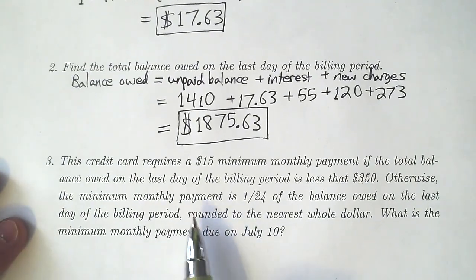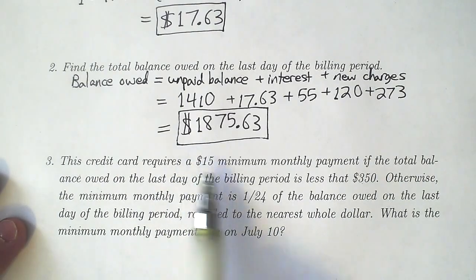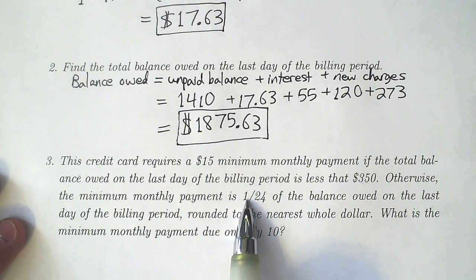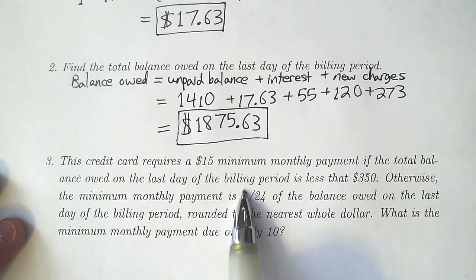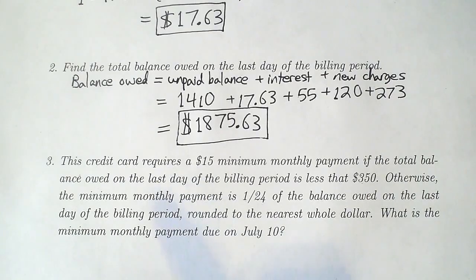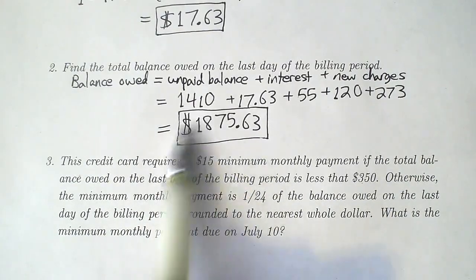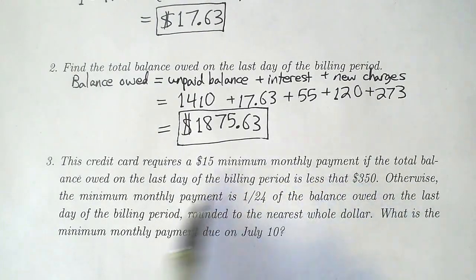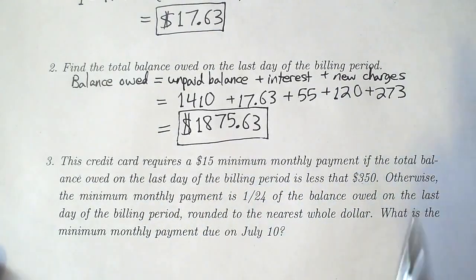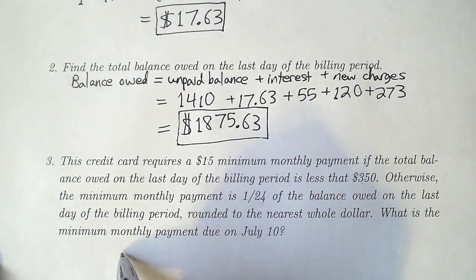All right, I can tell this one is similar to the other problems. Instead of 1 over 36, this has a 1 over 24. So that can vary from one problem to another. So if the balance owed is less than 350, it's not. It's definitely over 350. Okay, so we just have to divide by 24.